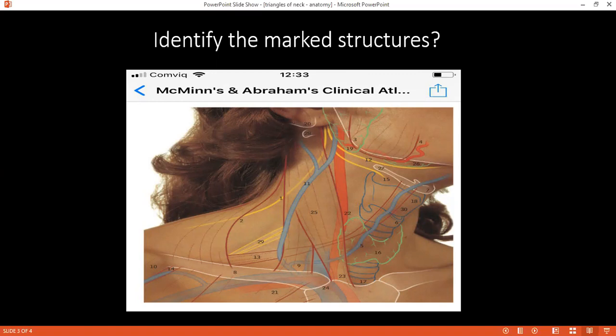Yes, ma'am. And sometimes the arteria thyroidea ima arises directly from the arch of aorta.